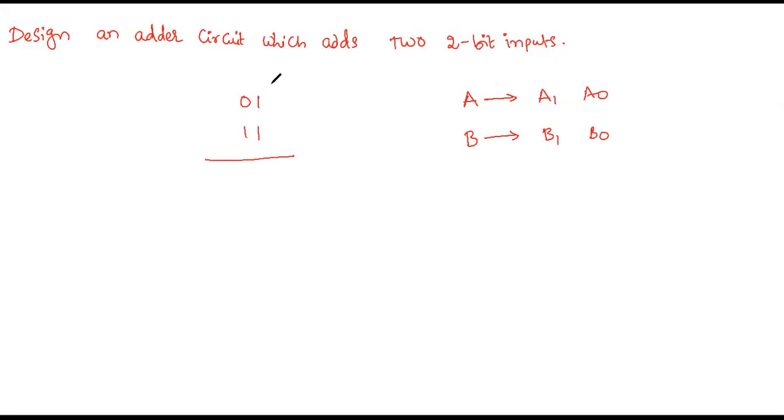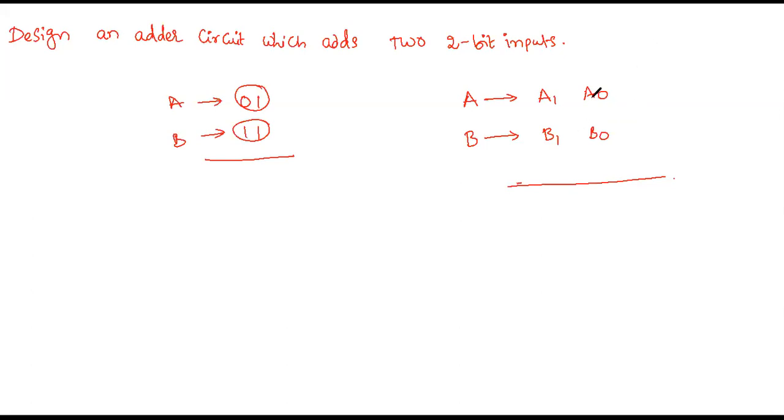Now you have to design a circuit for adding two 2-bit inputs. This is A, a 2-bit input. This is B, also a 2-bit input. Now see here, when you add A naught and B naught, you will get one sum and one carry.